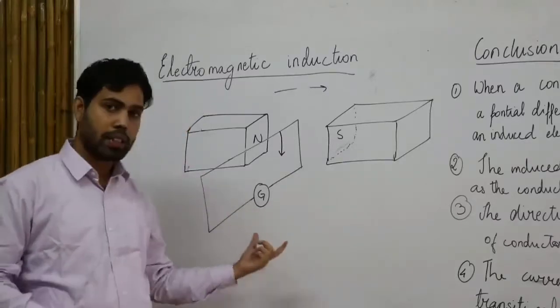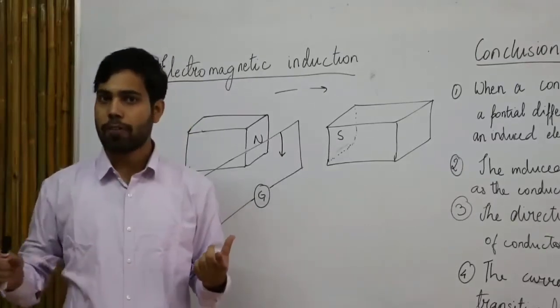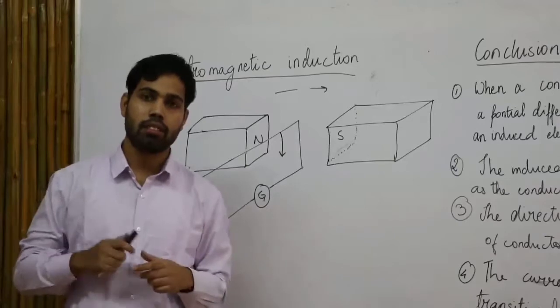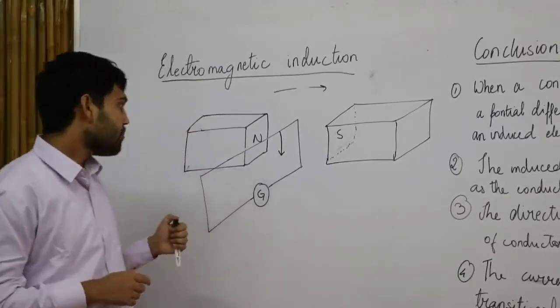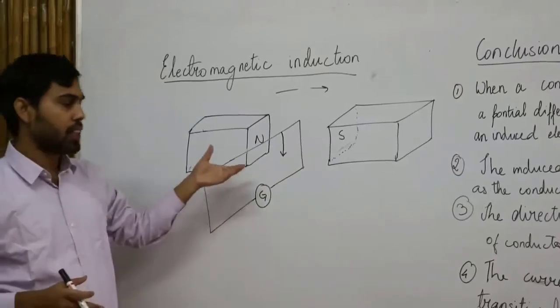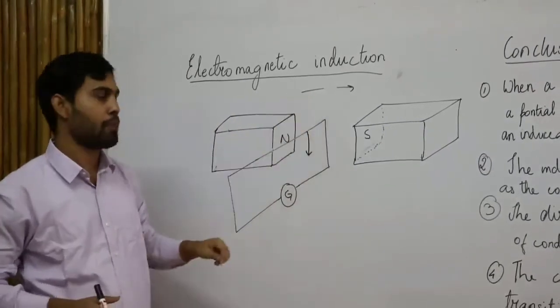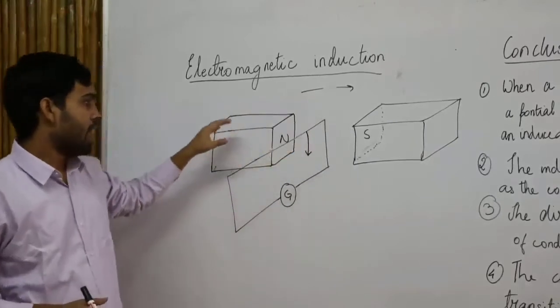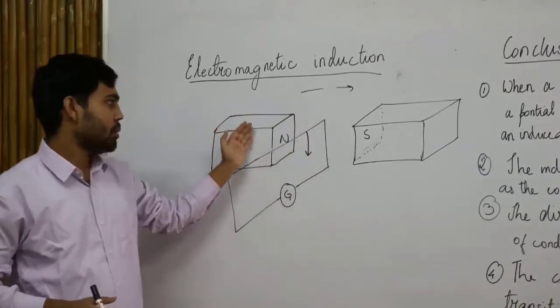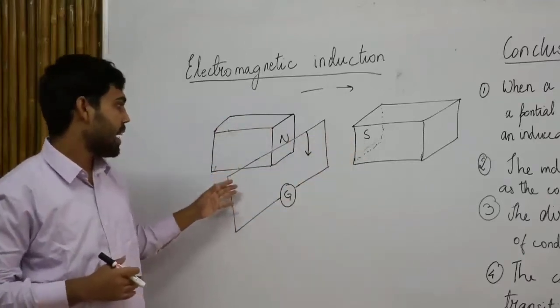But what is a galvanometer? A galvanometer is used to detect the amount of current flowing through a circuit and also the direction of current. To understand what happens to a conductor when it is placed in a magnetic field and moved, we'll look at this experiment. In this experimental setup, I have two magnets such that the north face and the south face are facing each other, and then I have a circuit.